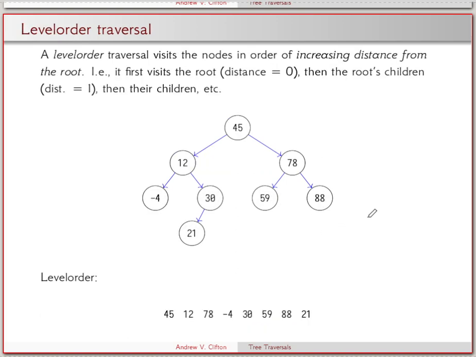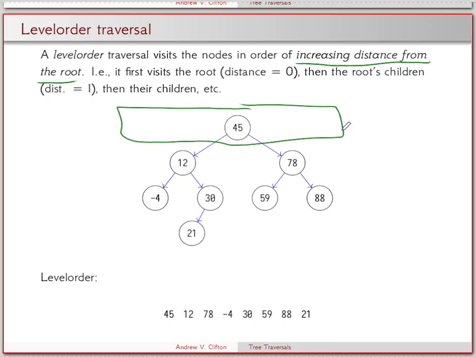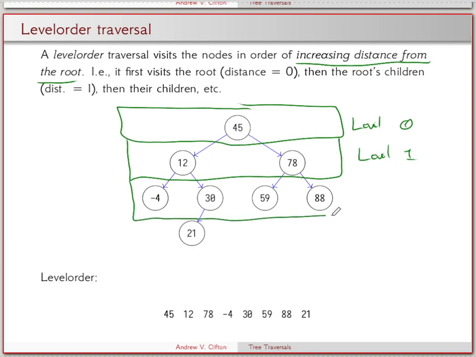The last traversal we're going to look at is a level order traversal. A level order traversal is different from the other ones. It's going to visit nodes in order of increasing distance from the root. In other words, first it's going to do the things in level 0. If you remember this from when we talked about binary trees, level 0 is just the root, right? Then it's going to do the stuff at level 1, which is the 2 children of the root. Then it's going to do the stuff in level 2, and so forth, going on down the tree.